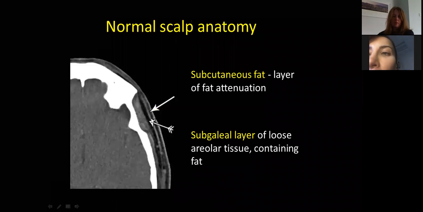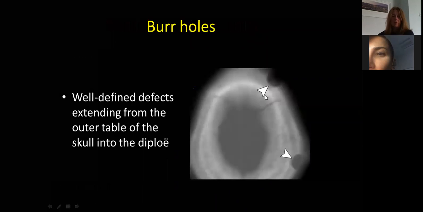So if we go back to this one, this would be S, this would be C, this would be A for aponeurosis, L for loose areolar tissue, and then P would be obviously here in a normal person. So let's just move on to what you might see after, or what you will see after surgery.